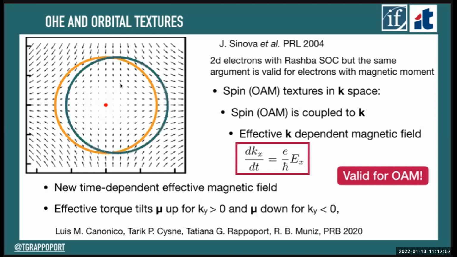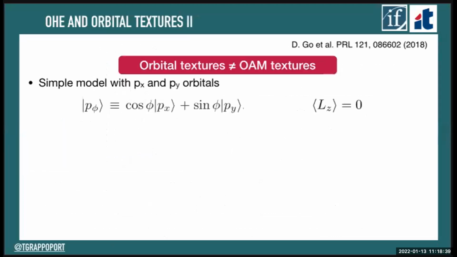Well, this will change the texture in the new field. So this can be seen as well as a new time-dependent magnetic field that appears. So while moving in momentum space, the electrons will experience an effective torque which tilts the spin up for py positive and down for py negative, creating a spin current in the y direction. Well, this theory is based on the dynamics of magnetic moments. It's a semi-classical approach, and it's valid as well for the magnetic moment of orbital angular momentum, as we show in one of our works.